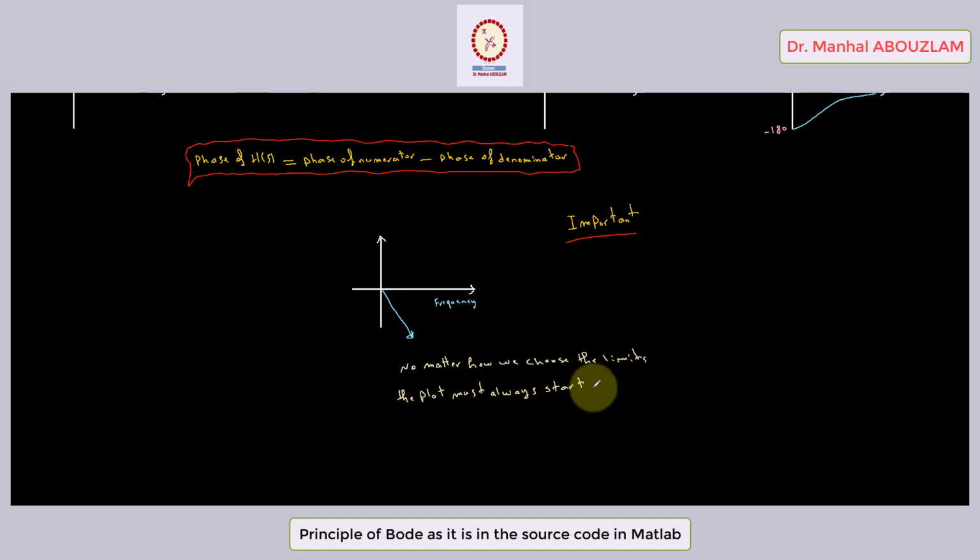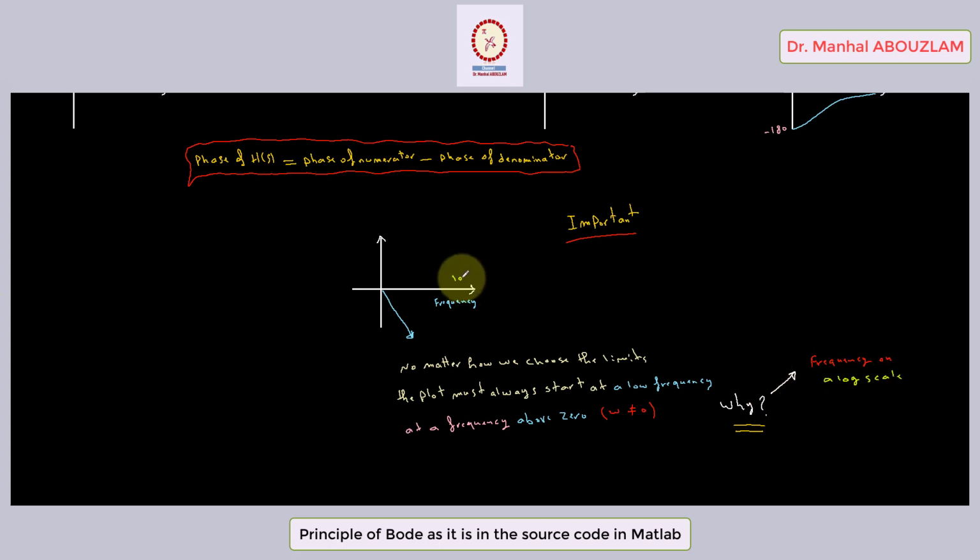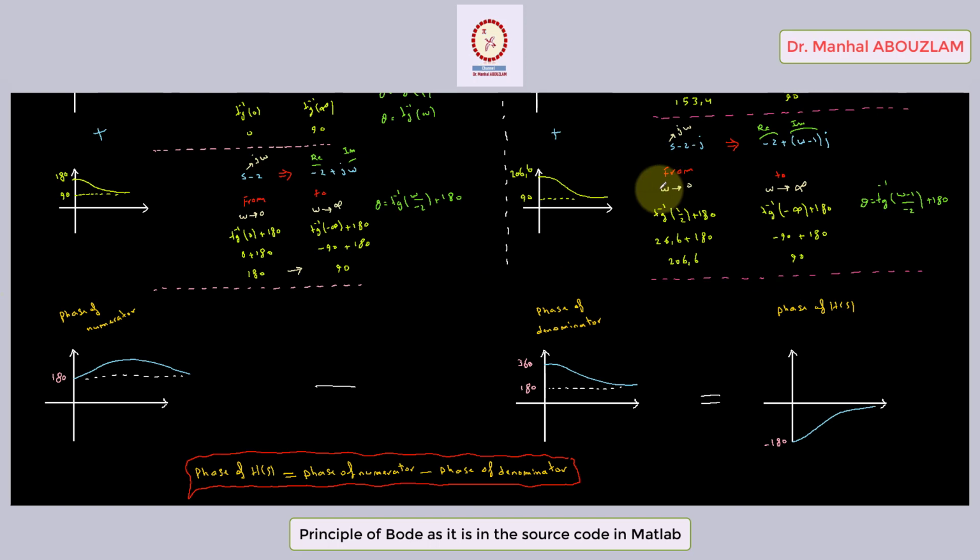Before continuing, just an important note: no matter how we choose the limits, the plot must always start at a low frequency, at a frequency above 0. We can never include the frequency 0 on the plots. Why? That's for two reasons. Firstly, we plot frequency on a log scale. Secondly, with the frequency 0, sometimes you find problems in calculating the frequency response. So we have to always start at a frequency above 0. That's why I always write the frequency which approaches 0, okay?